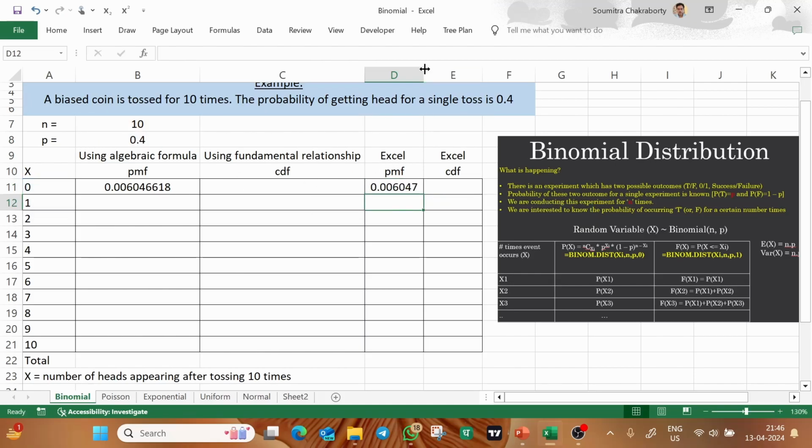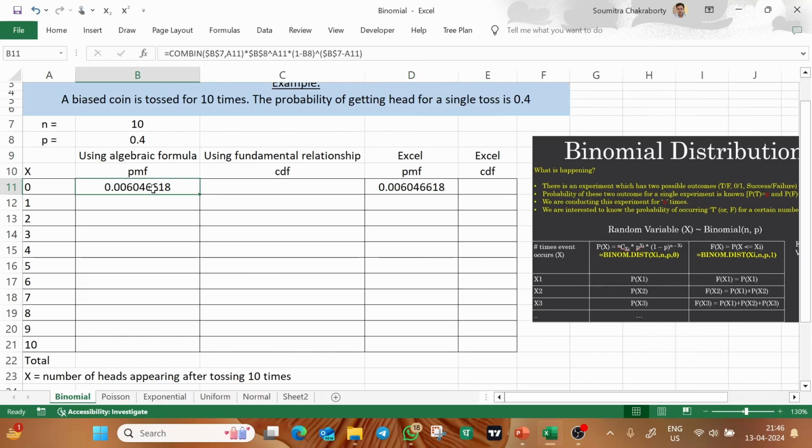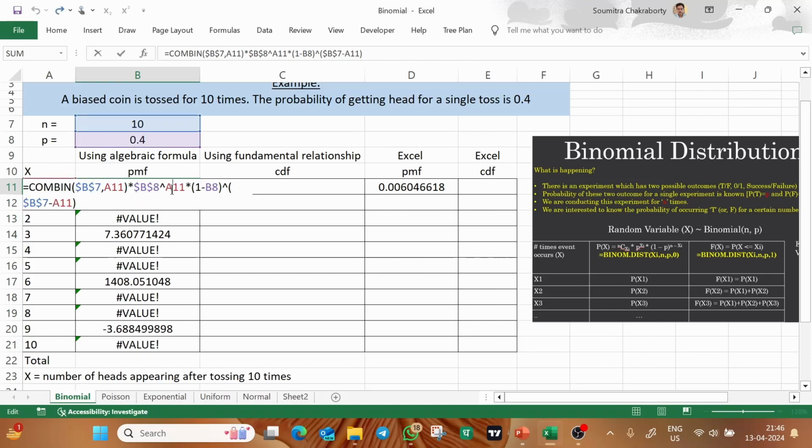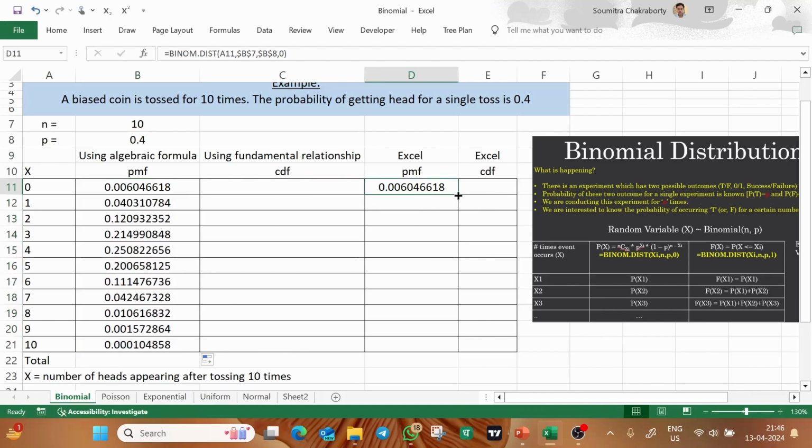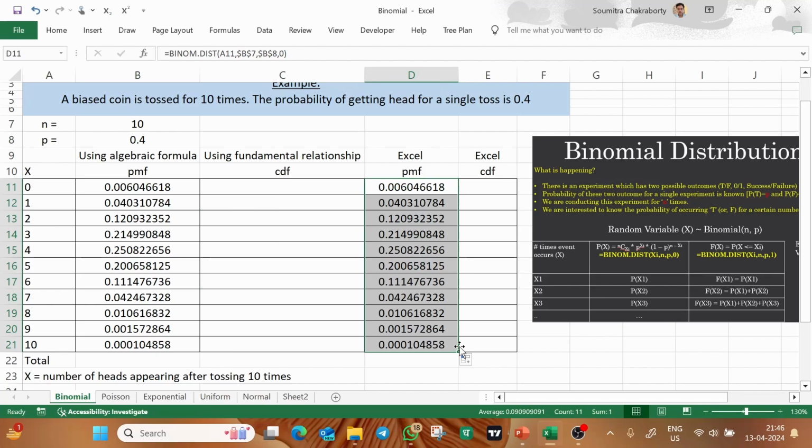So you see, both are returning the same value. So extend this. This is happening because I have forgotten to fix this. Okay. So these are your values. There's an Excel function. These are your values. They're perfectly matching, as you can see.